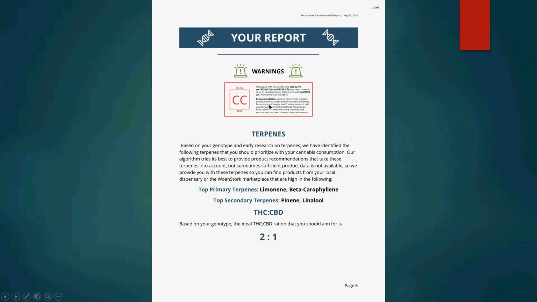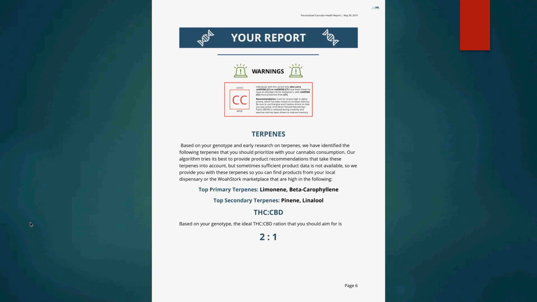Section 1, right? Warnings. It's hard to read right here. We have a version 2 coming out any day now. It's going to have these warnings more prevalent in the report. But this happens to say, if you can't read it, individuals with this variant who also carry this certain variant have been shown to have an elevated risk for Alzheimer's. Recommendations: look for strains high in alpha-pinene, which has been shown to increase memory. Be sure to use energize and create strains to help you stay active, since brain-derived neurotrophic factor, BDNF, is released during creativity and exercise and has been shown to improve memory.